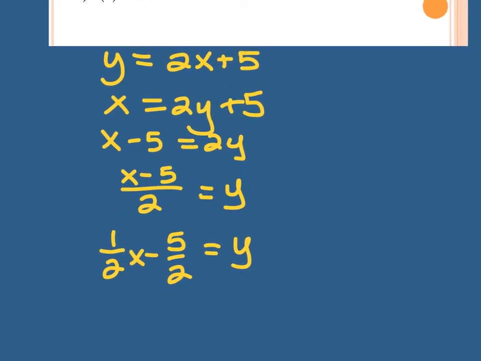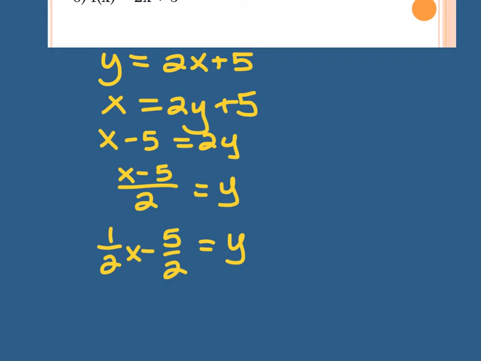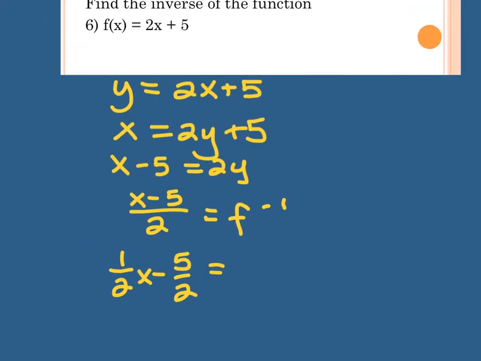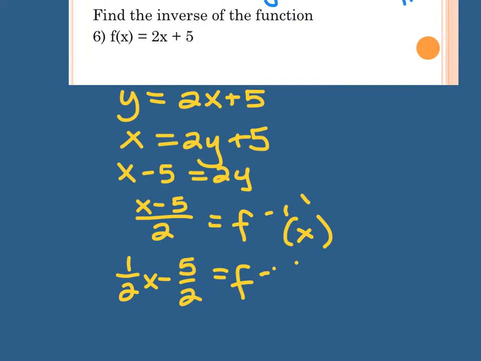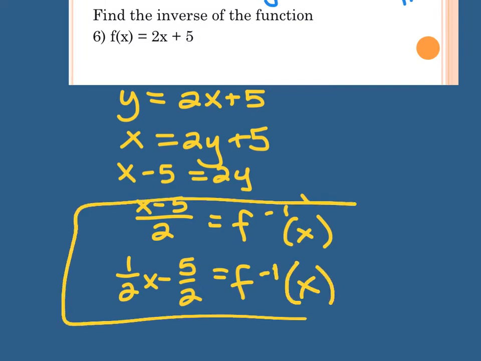What's the last step? Change this y to f negative 1 of x. Don't forget that step. It would stink to do all that work and not get to that last step, okay? As far as your test goes, unless you're graphing this, you can give me either of these. You can give me x minus 5 over 2, or you can give me 1/2 x minus 5/2. Obviously, if you had to graph that function, you would split it so it's in slope-intercept form, and then you can graph it.